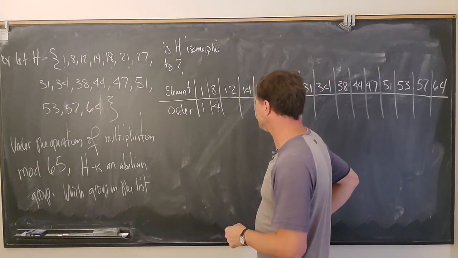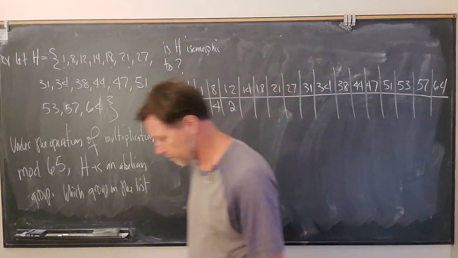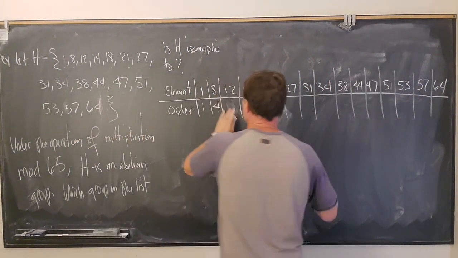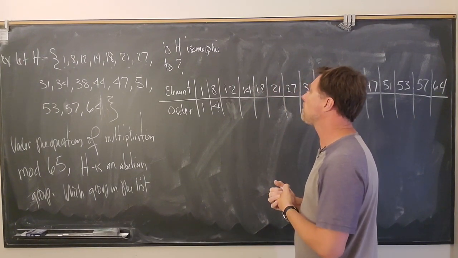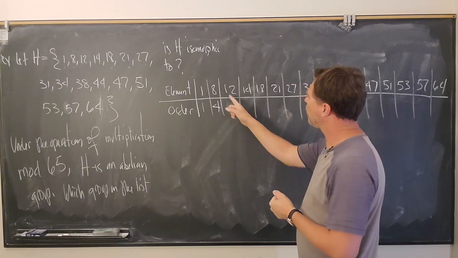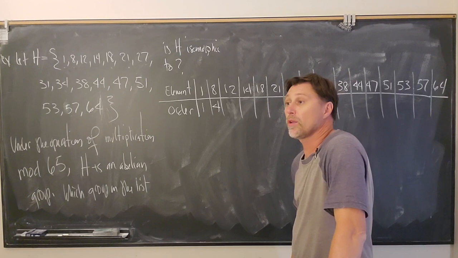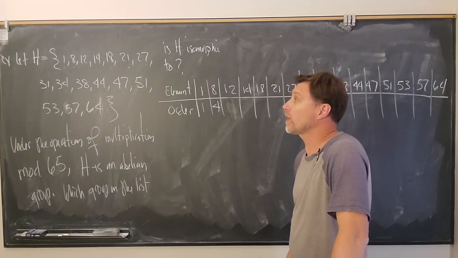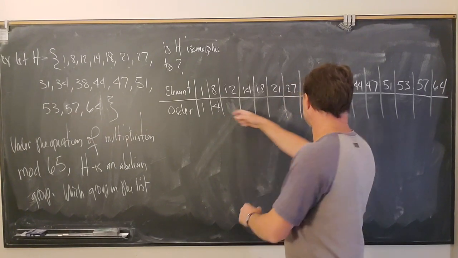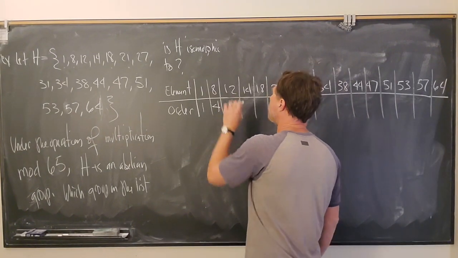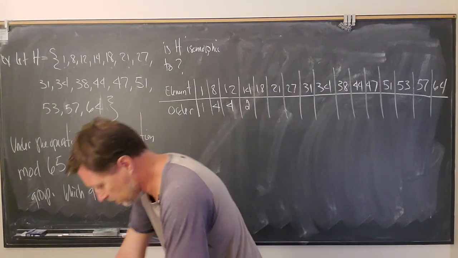12 squared is the identity? Oh, no. Sorry. 12 squared is not the identity. 12 squared is 144. Mod 65 is not the identity. Could the answer be order 3? Well, the order of an element has to divide the order of the group, and since we have a group of order 16, the answer is no. So you're not going to see a 3 on this list at all. But 12, it turns out, has order 4. 14 has order 2. And let me just not bore you with all this.